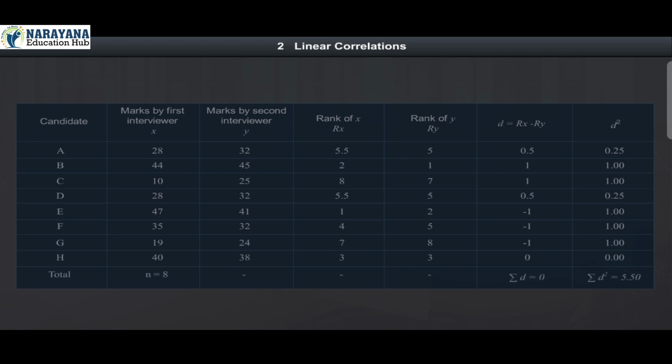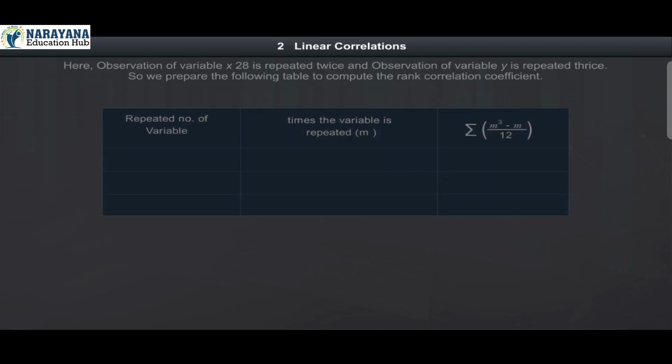Total: n is equal to 8, sigma d is equal to 0, sigma d square is equal to 5.50. Here, the observation 28 of variable X is repeated twice and the observation of variable Y is repeated thrice. So we prepare the following table to compute the rank correlation coefficient. The calculation of the correction factor, that is CF, is as follows.